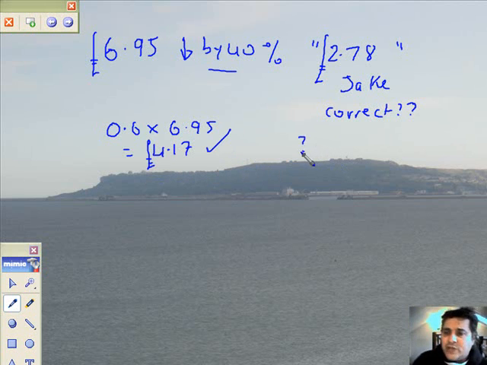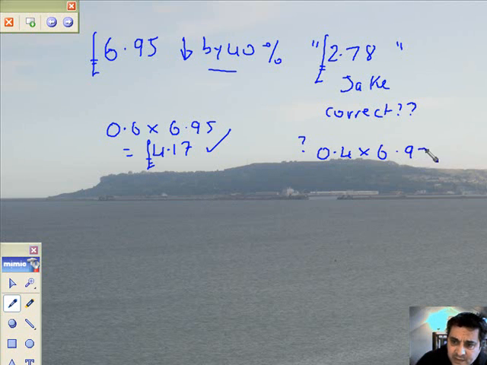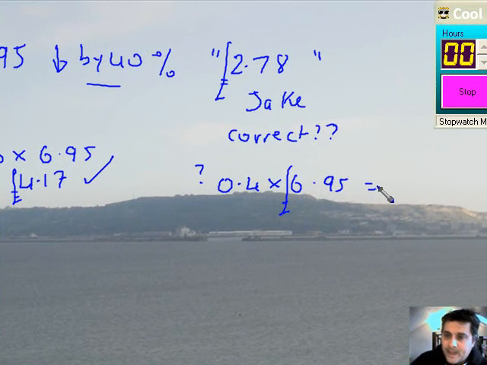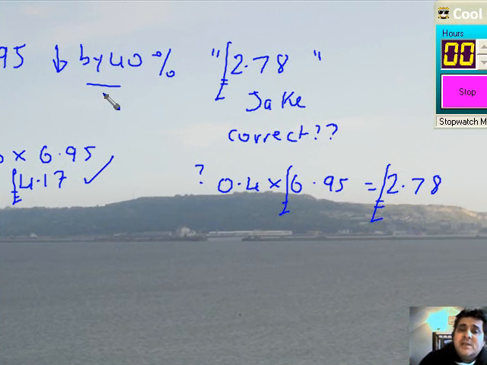Let's investigate what Jake thought about. I suspect he sort of did this: 40% of £6.95. Okay, I'm about to test it out in front of you, so here we go. 0.4 multiplied by 6.95 equals £2.78. So what was Jake's thinking? He actually worked out 40% of the £6.95 but failed to take it away.